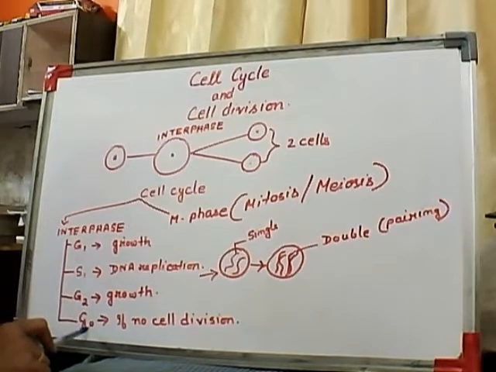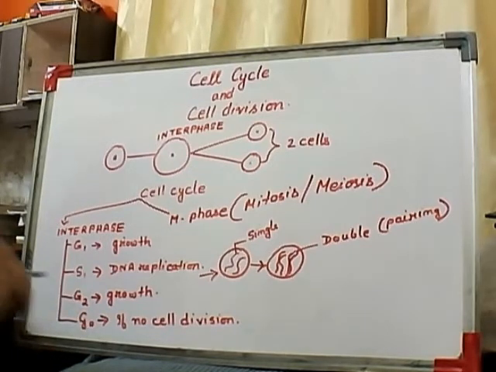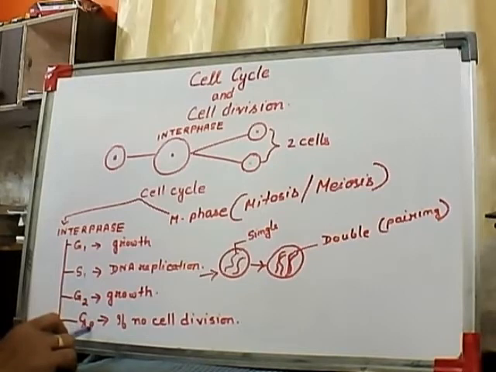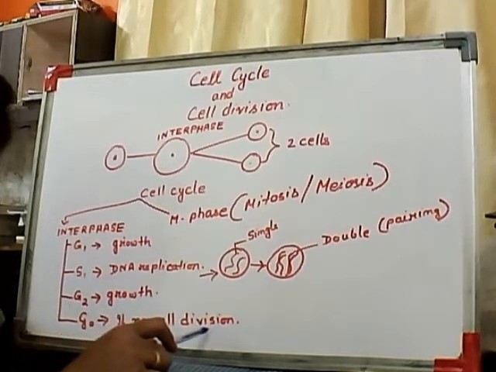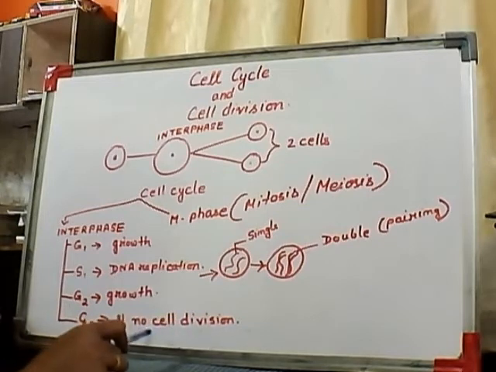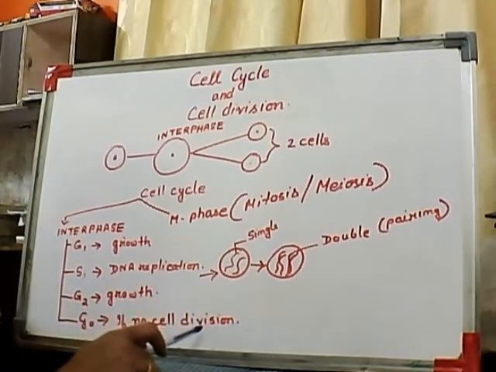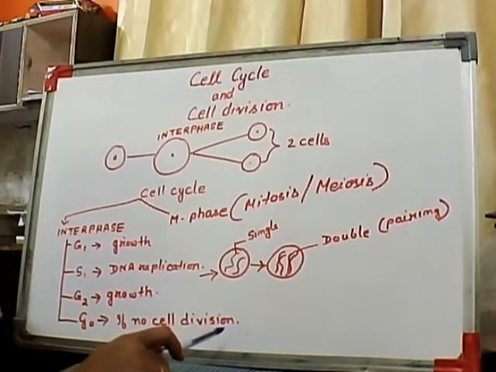That means, what does G0 phase mean? At that moment the cell is not capable of undergoing cell division. So in that character they are non-functional, but they are functional in other activities.